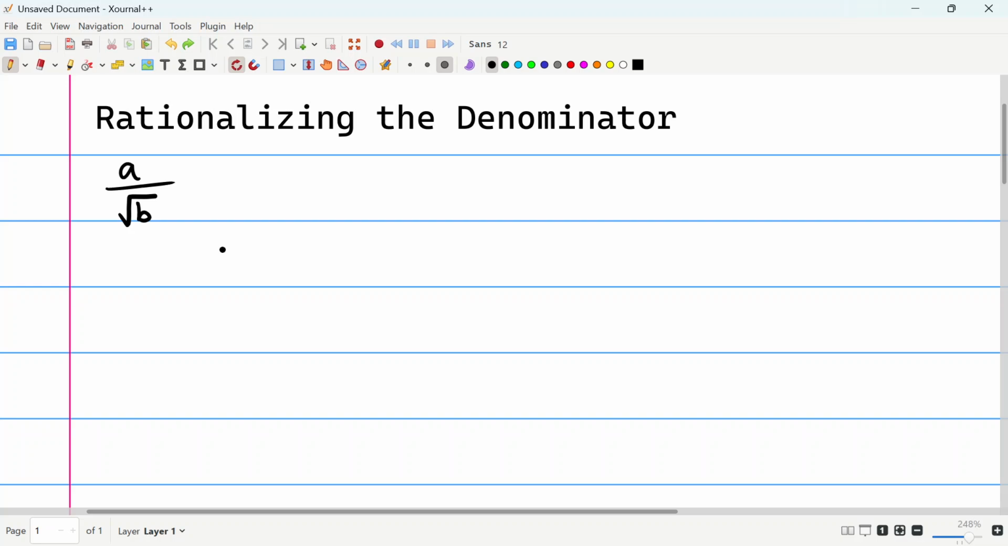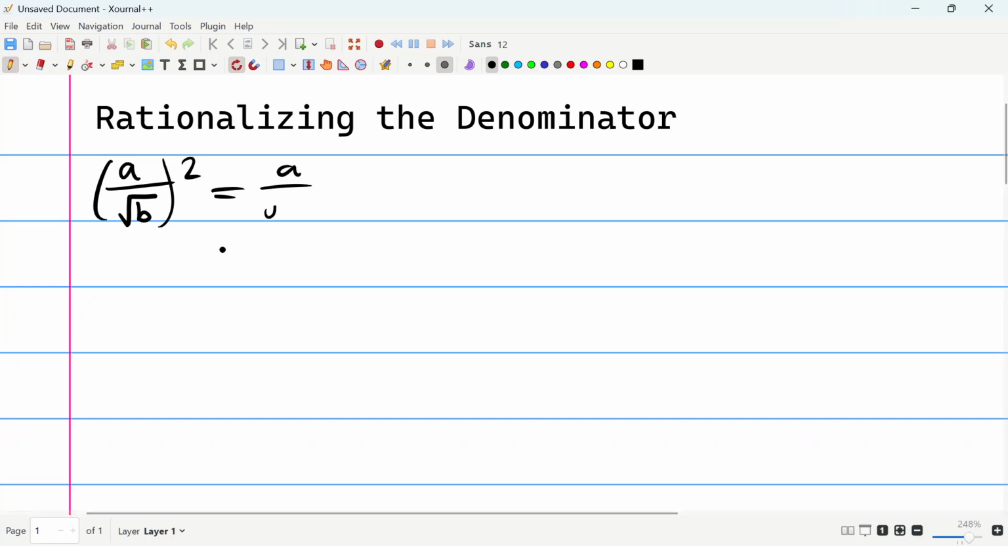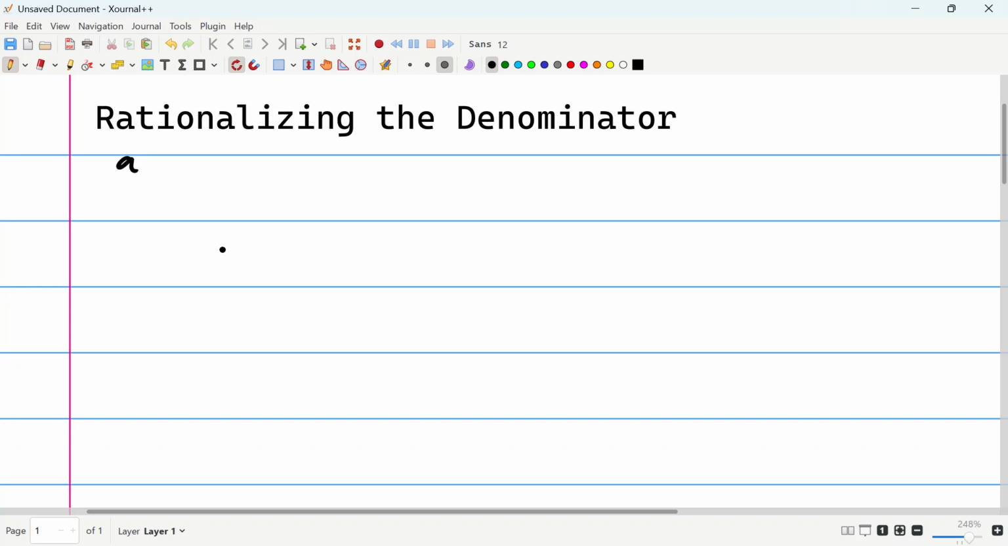And in order for us to rationalize, we need to understand how to get rid of the square root of b. Now you'd probably say to square both sides, right? But the thing is, we don't have an equation. So we can't really do anything right now because you can't just square it and say it's the same as a over root b. That is not true. So therefore, what we actually have to do is the following.